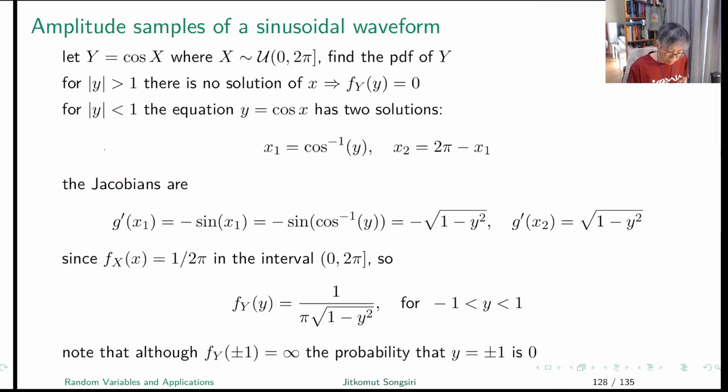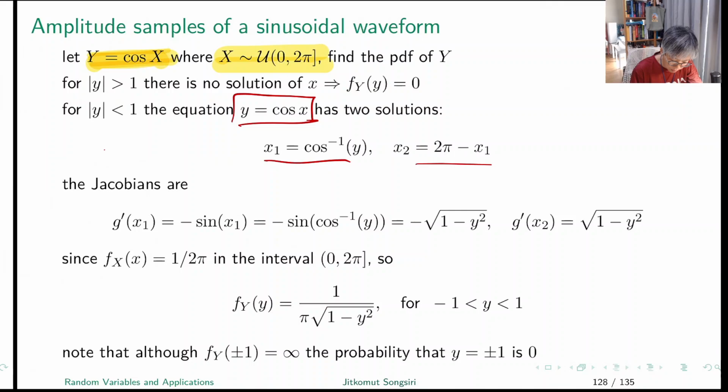Last example, you have a cosine transformation, and your x is uniform in the interval of 0 to 2 pi. The question is the same. Under this transformation, what is the distribution of y? Whenever y is greater than 1, because y is cosine, that's not possible. In this case, the density is 0. When y is less than 1, we have to take the inverse of this function and find the roots of this function.